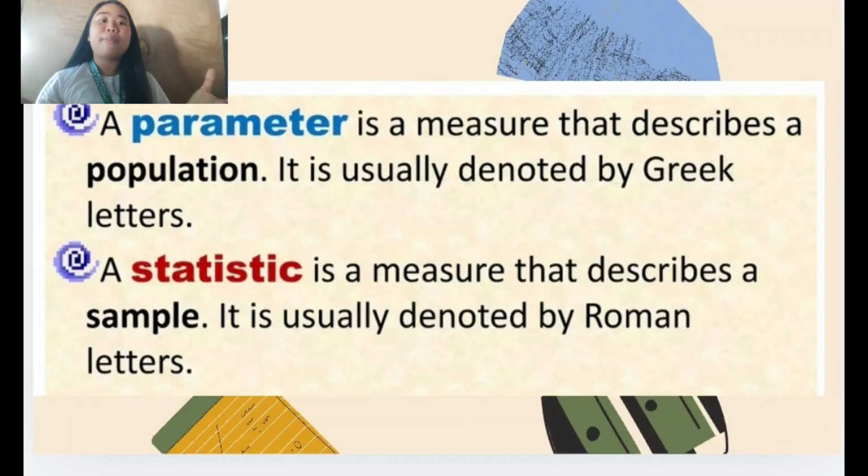So now, what is parameter and statistic? Parameter is a measure that describes a population. It is usually denoted by Greek letters. While statistic is a measure that describes a sample, it is usually denoted by Roman letters. So parameter is denoted by Greek letters, while statistic is denoted by Roman letters.